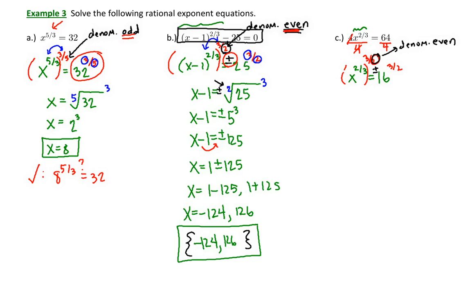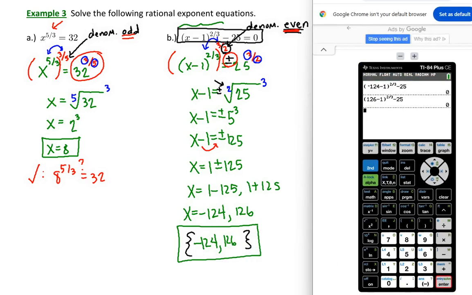Multiplying our exponents here, the reciprocals have a product of 1, and you can type in 16 to the 3/2 with your calculator, or you can think the square root of 16, which is 4, to the 3rd power, which would give us 64. So we have two possible solutions, plus or minus 64. Let's type them into the original and see if they both work.